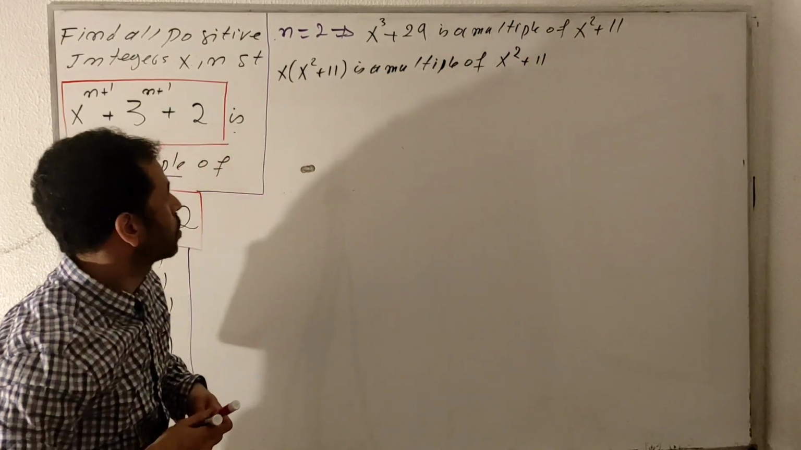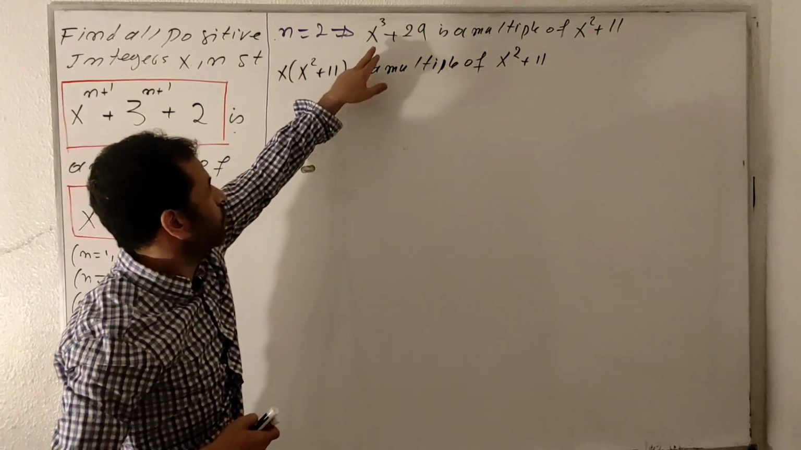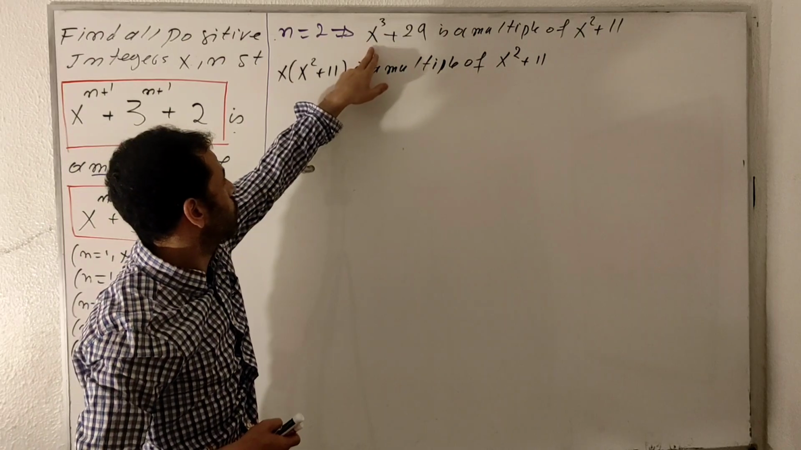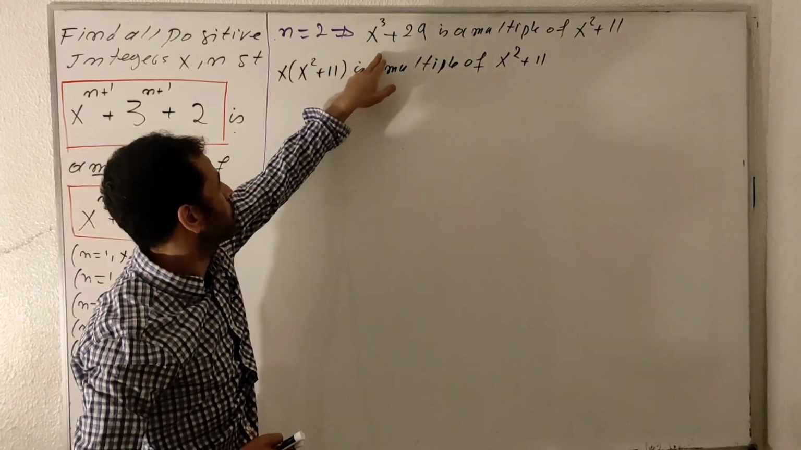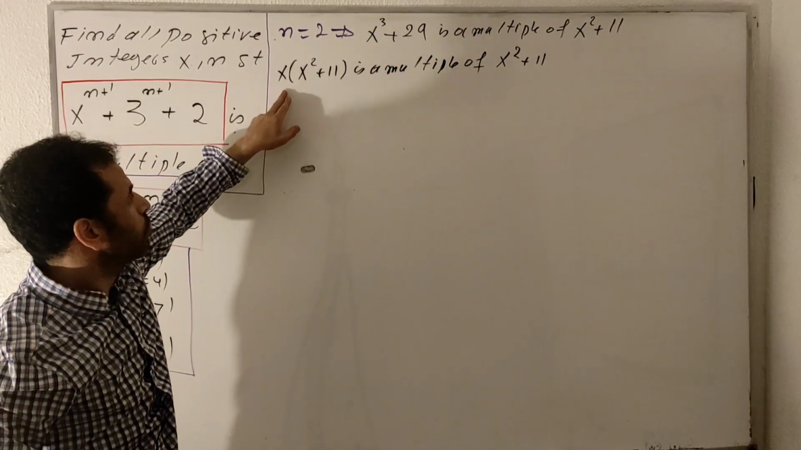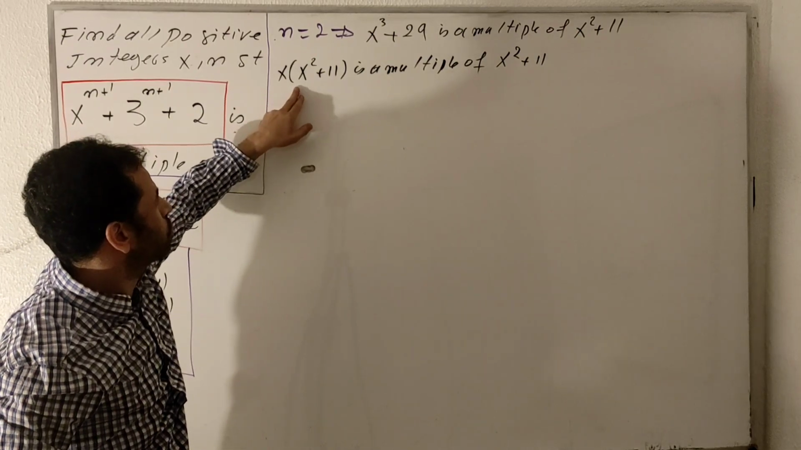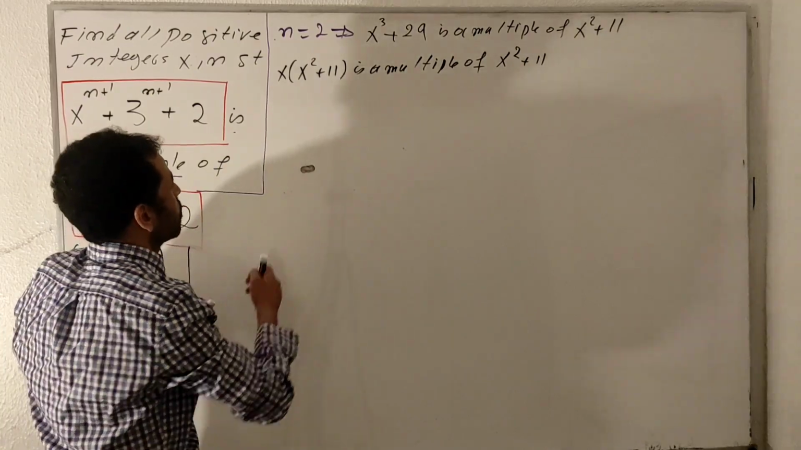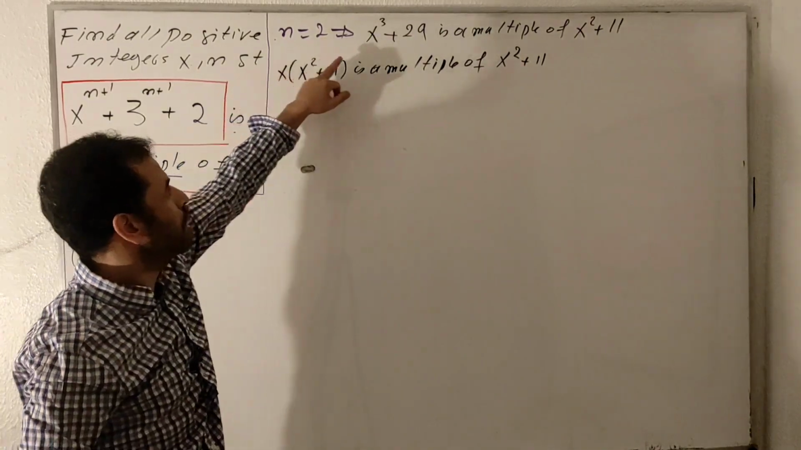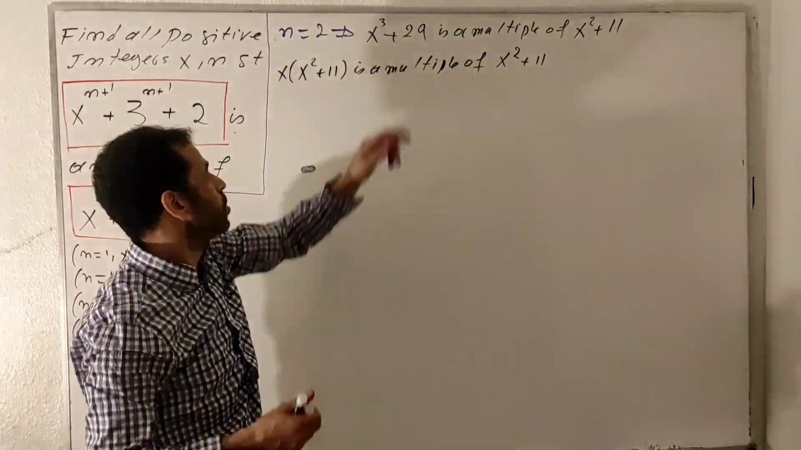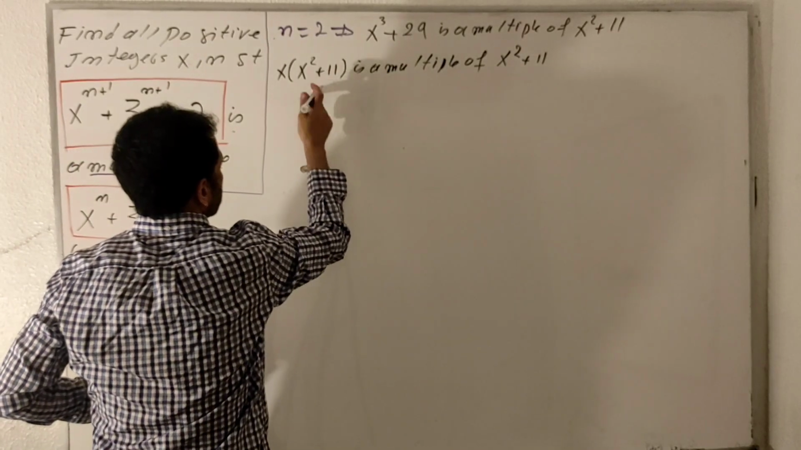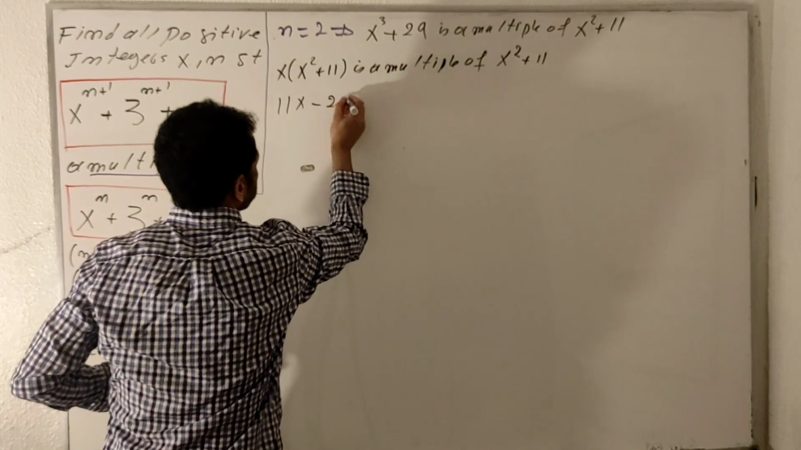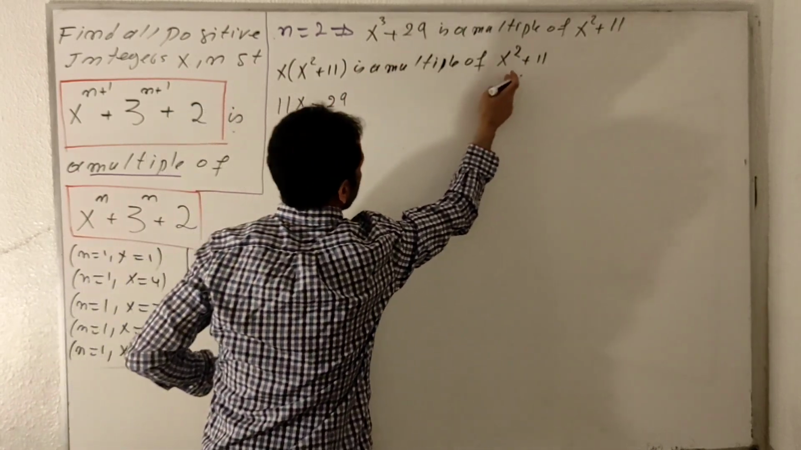Okay, like this. If I take this difference as I did in the previous case, by taking this term minus this term, the convenient one is this one minus this one, because we have 11x here. Then x cubed minus x cubed is eliminated and I get 0. I will be left with 11x minus 29 is a multiple of x squared plus 11.